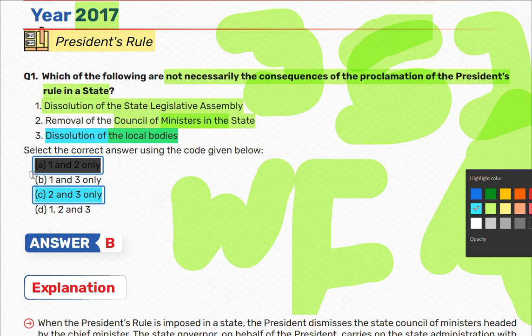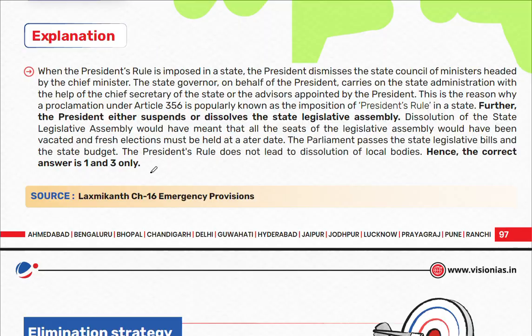So the correct answer is B. Okay, so let us see the explanation. When the President's rule is imposed in a state, the president dismisses the state council of ministers headed by the chief minister. The state governor, on behalf of the president, carries on the state administration with the help of the chief secretary of the state or the advisor appointed by the president.